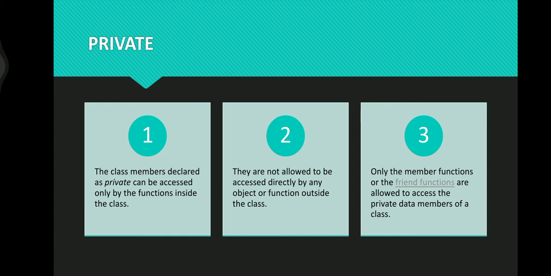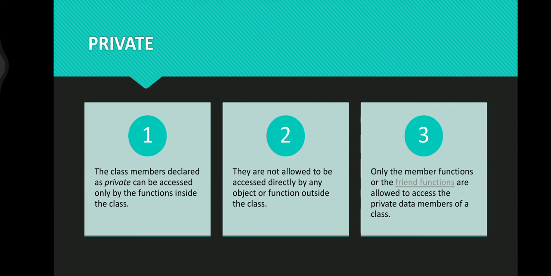Declaring data members with private access specifiers is known as data hiding. So the class members declared as private can be accessed only by the functions inside the class. They are not allowed to be accessed directly by any object or function outside the class. Only the member functions or the friend functions are allowed to access the private data members of a class. A private member variable or function cannot be accessed or even viewed from outside the class.